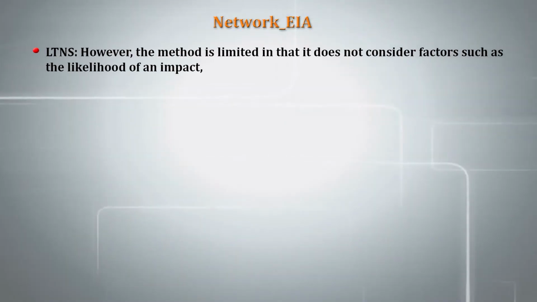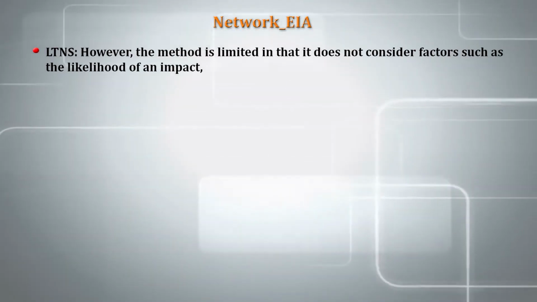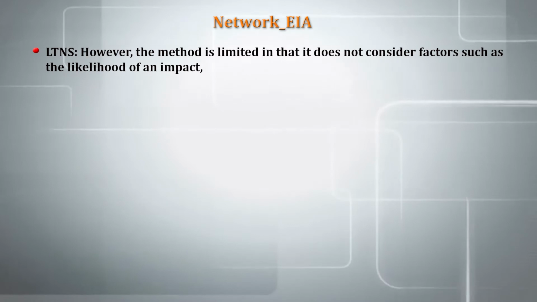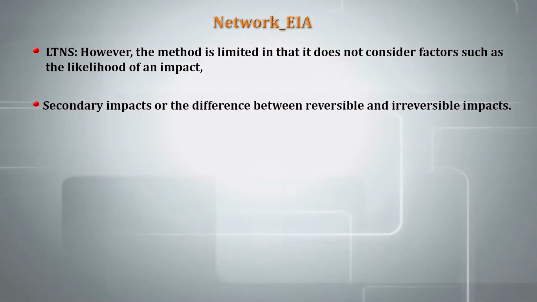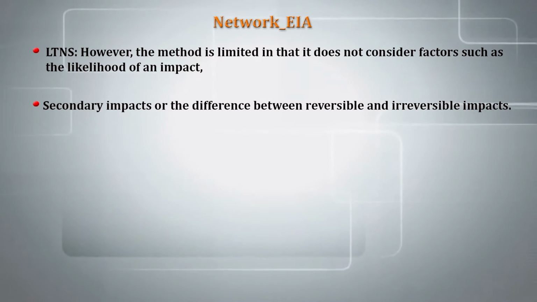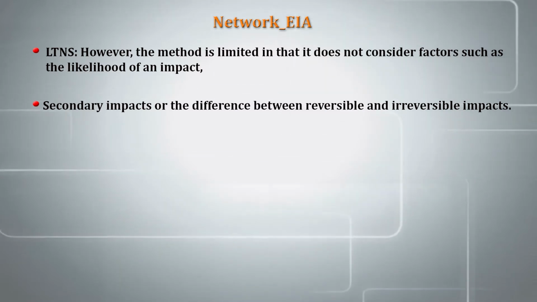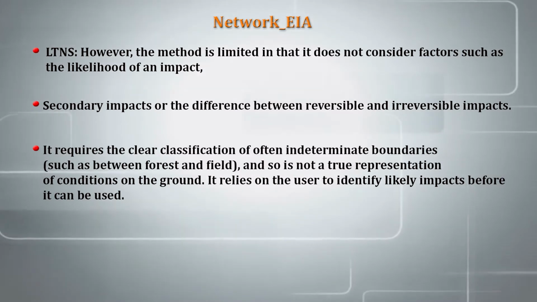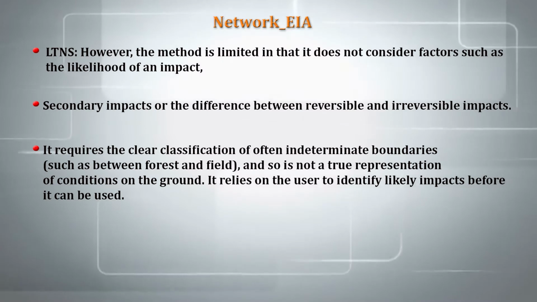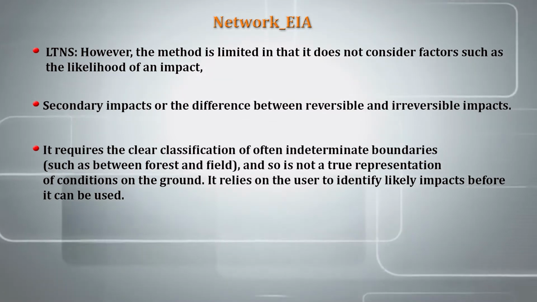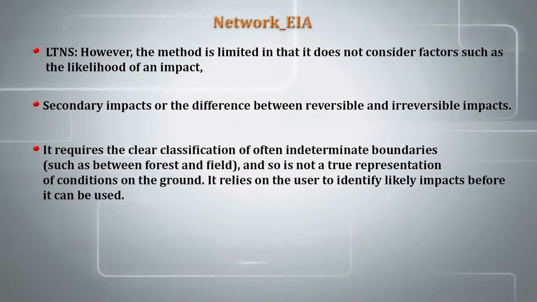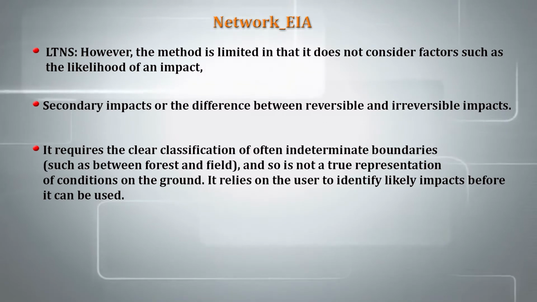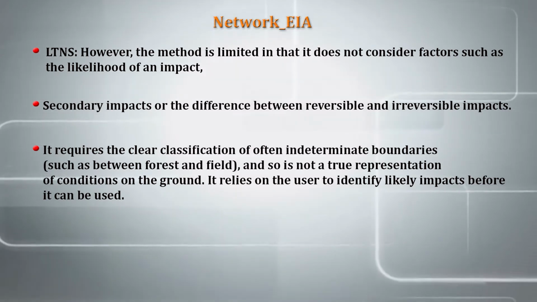The method is limited in that it does not consider factors such as the likelihood of an impact. That is one limitation, and the secondary impacts or the difference between reversible and irreversible impacts have also not been factored into this method. And a very important thing: when you talk about GIS, you are superimposing one layer above the other, so a clear demarcation between the boundaries is difficult. In that sense, the accuracy will be constrained, it will be challenged.